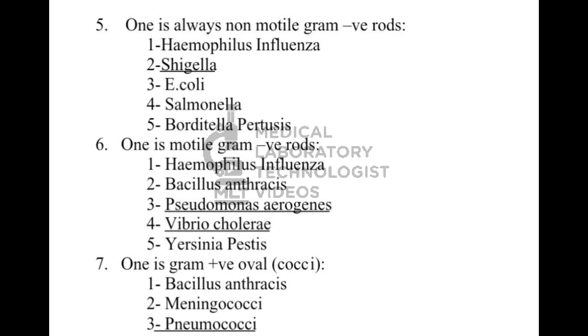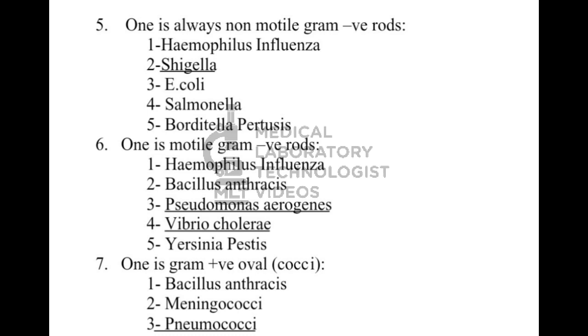Next question is which one is a motile gram negative rod. Options are Haemophilus influenzae, Bacillus anthracis, Pseudomonas aeruginosa, Vibrio cholerae, Yersinia pestis, and two answers are correct: Pseudomonas aeruginosa and Vibrio cholerae.